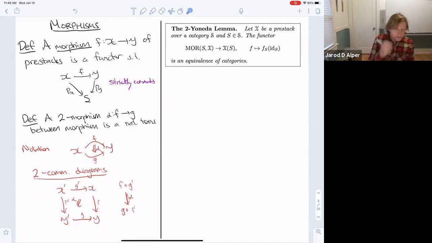it's a two-morphism. And once you introduce this notion, whenever you talk about commutativity of diagrams, you can talk about two commutativity. So a two commutative diagram is also the data of this two isomorphism between their compositions.